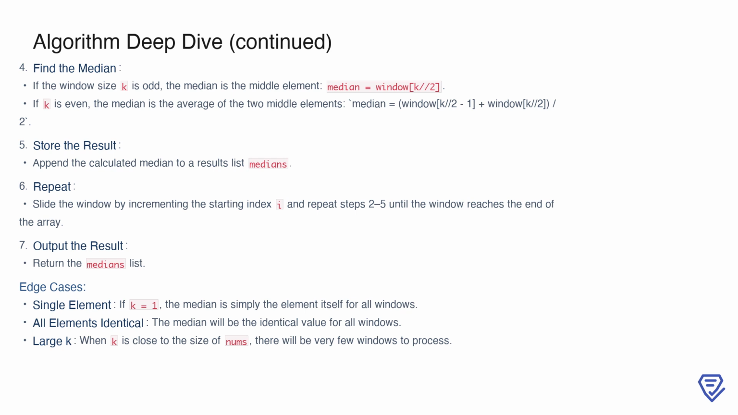When the window reaches the end of the array, the algorithm outputs the collected medians. A few edge cases are worth noting. If k equals 1, each median is simply the corresponding element of nums. If all elements in nums are identical, the median is the same value for every window, and when k is close to the size of nums, only a few windows need to be processed. These considerations help ensure the algorithm handles all scenarios correctly.